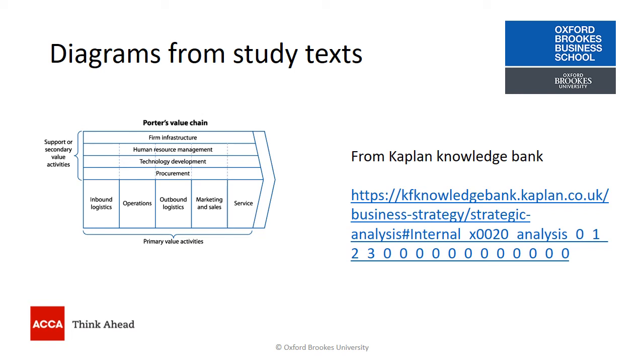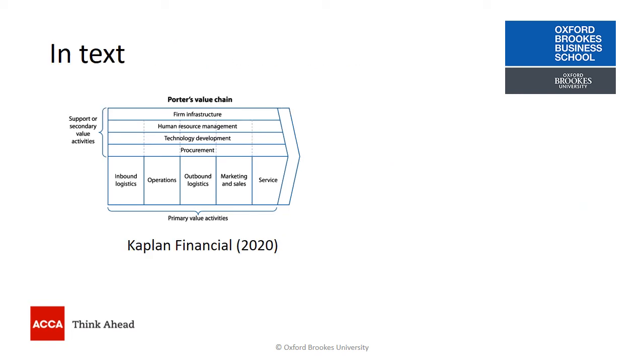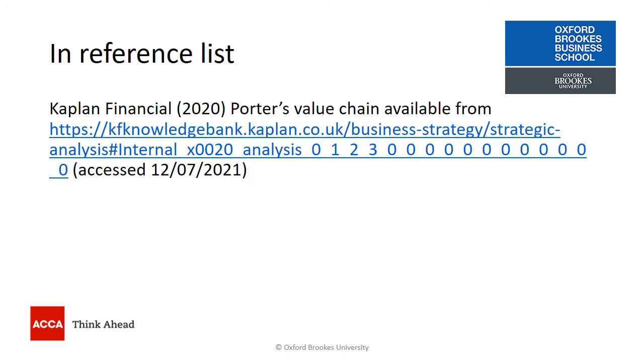So how would we reference this particular model in our work? Well, in the text we would take a copy of the image, the diagram, and then we would reference the source as Kaplan Financial, and the web page had a date on it of 2020, and then in the reference list we take the author's name, which happens to be the organization, Kaplan Financial, and we have got the date 2020, and then we've got the title, Porter's Value Chain, and it's available from, again we include that web address and the date on which we accessed it.